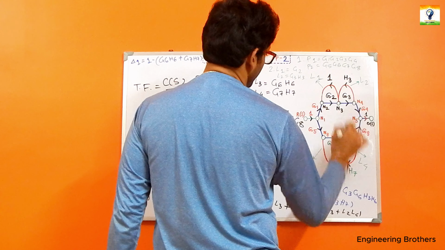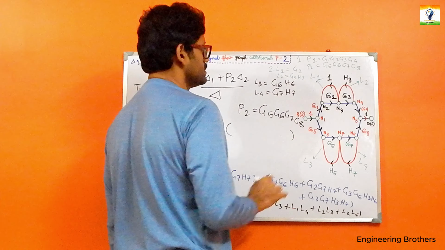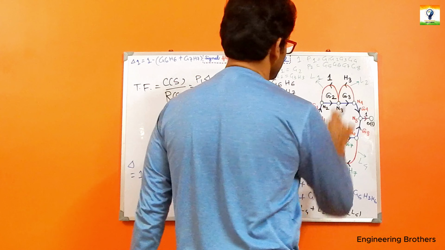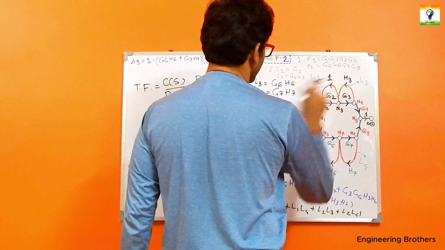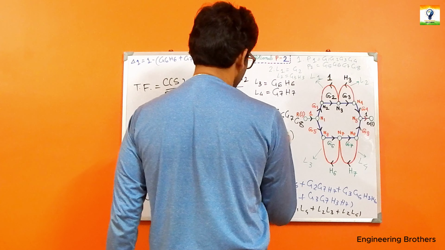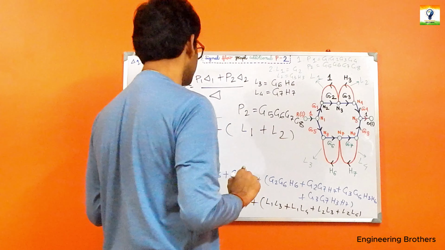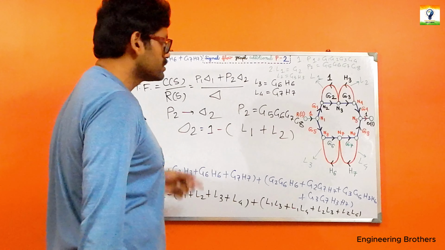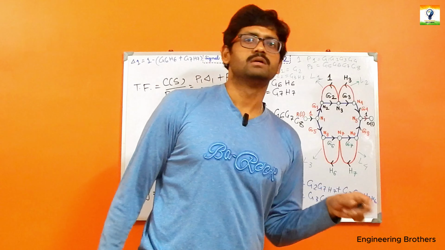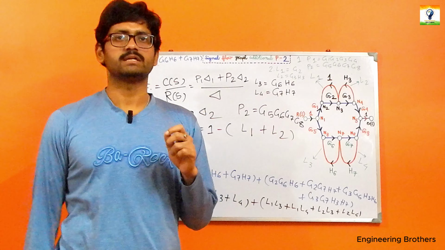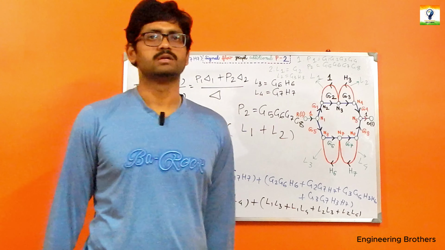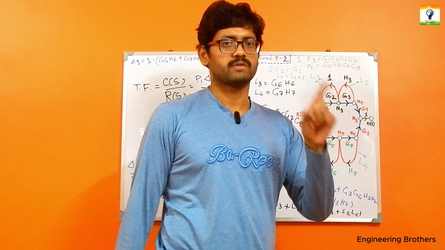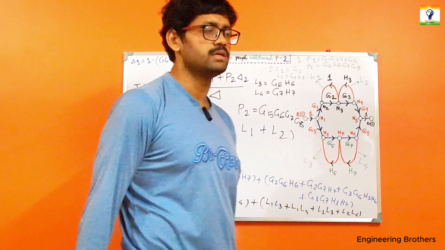Quite naturally, the delta 2 will be 1 minus the two non-touching loops present in this given problem, which are named L1 and L2. The expression will be L1 plus L2, and that is the expression for our delta 2. In the other case, if all those forward paths are touching all those loops, then the delta 1 and delta 2 expression is going to be 1.